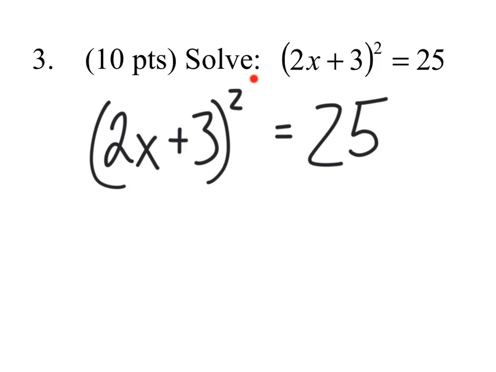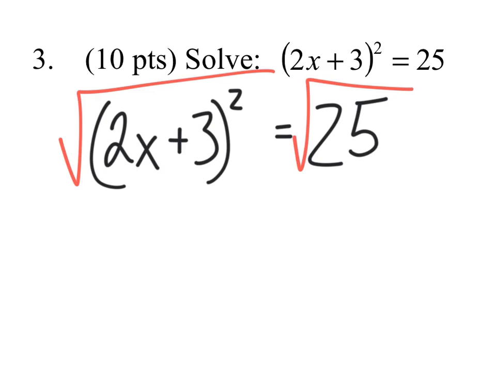Question number 3 wants us to solve, and I see it's (2x + 3)^2 = 25. How do we approach this? We're going to need to apply the square root to both sides, and when we do, we're left with simply 2x + 3 on the left side, because this cancels out, and 25 is a perfect square, so it reduces to simply plus or minus 5.